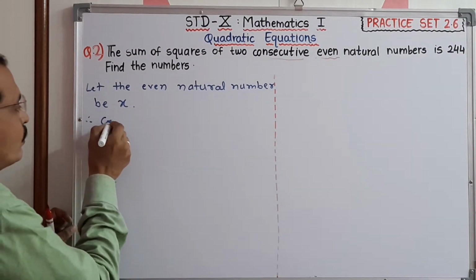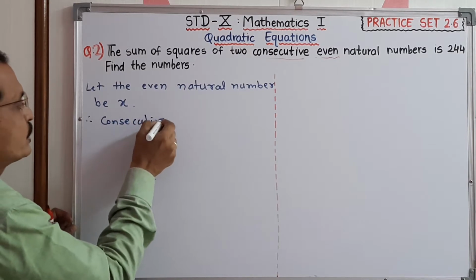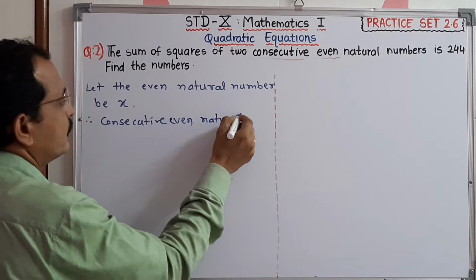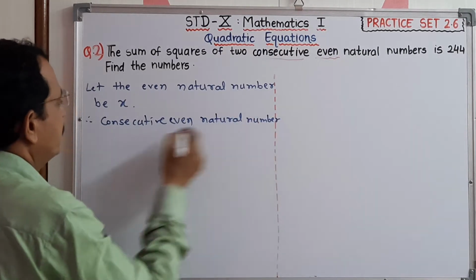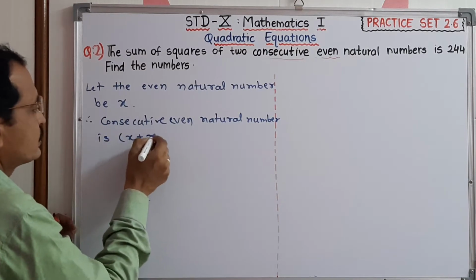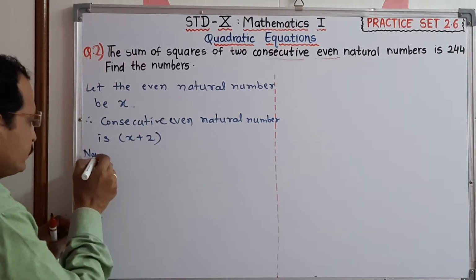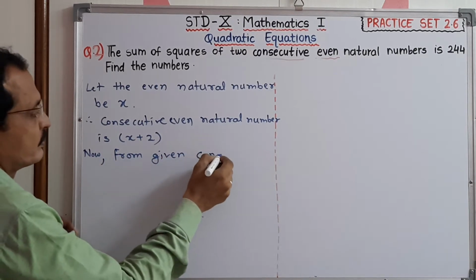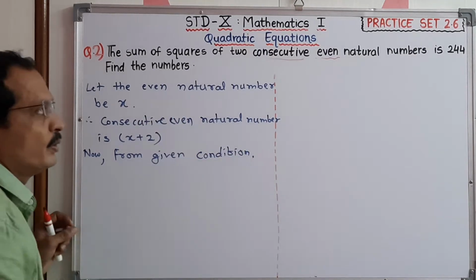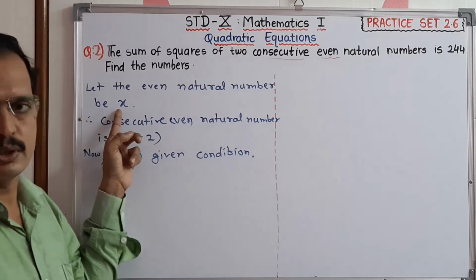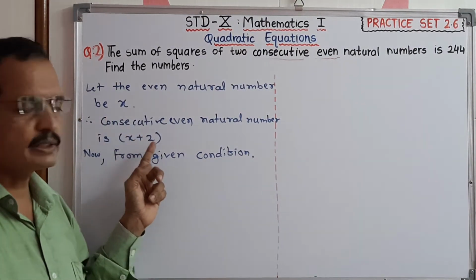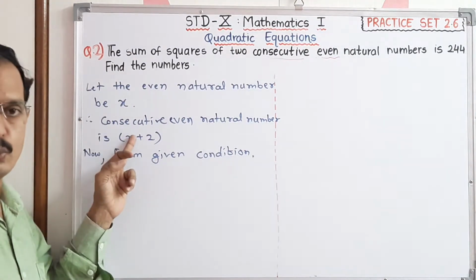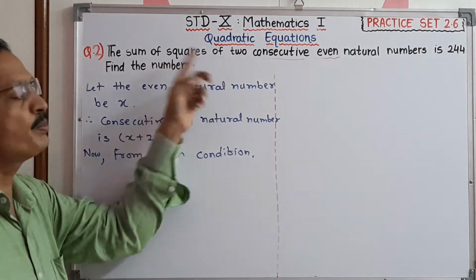Therefore the consecutive even natural number is x plus 2. Now from the given condition. Now what is the condition? We got here the first even natural number is x, the second one is x plus 2. We have to make the sum. We have to make the sum of these two numbers? No. We have to make the sum of squares of these two numbers.